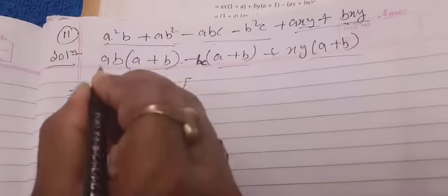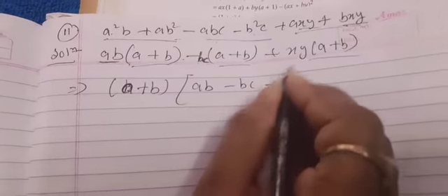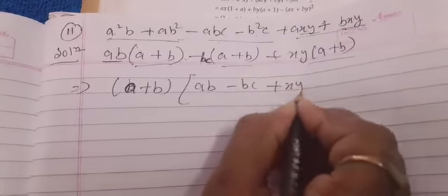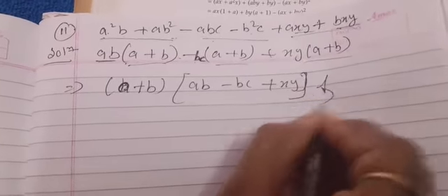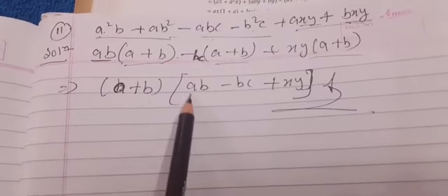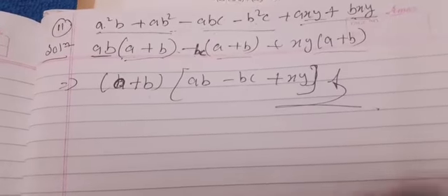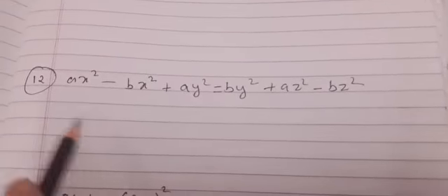So what is remaining here? Here is AB, here is minus BC, and here plus XY. So in 2 steps your answer is over. In the first bracket A plus B, in the second bracket AB minus BC plus XY. Done.